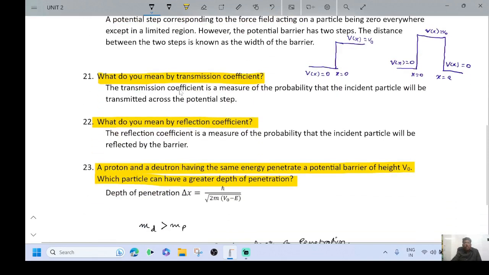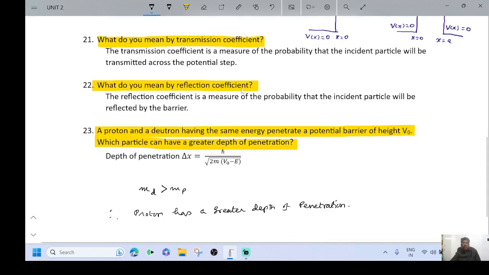What do you mean by transmission coefficient? The transmission coefficient is a measure of the probability that the incident particle will be transmitted across the potential step. What do you mean by reflection coefficient? The reflection coefficient is a measure of the probability that the incident particle will be reflected by the barrier.